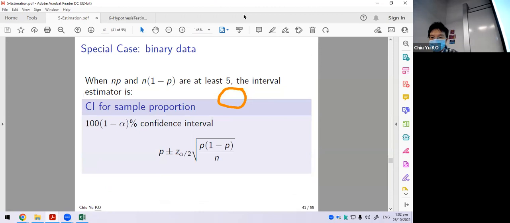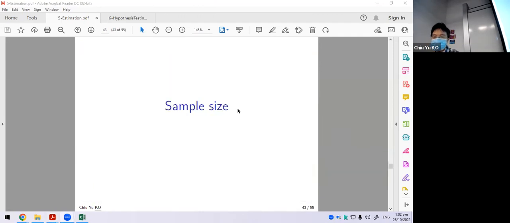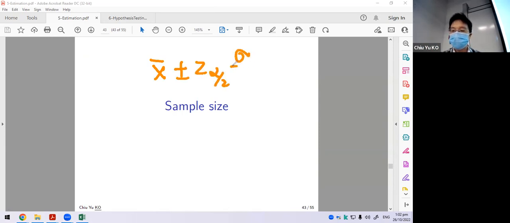If there's no problem, then we go to the very last part of our class. It's called sample size. Don't worry, I guess you are tired after almost a one hour lecture. This is exactly the same as what we covered. Remember the leading case: x bar plus minus z alpha over 2 times sigma over root n. The main idea is this.